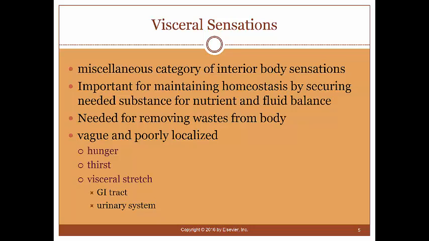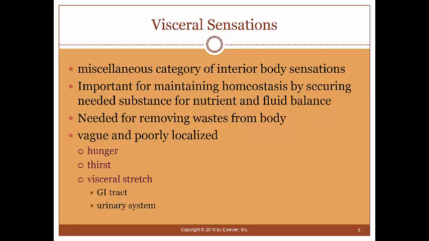Also, these sensations can become very important for removing waste from the body, so sensations for things like urination and defecation. It's important to know that they can be vague and poorly localized at times. Some things you do know, like when you have to urinate, so some of these can tell you differences between urination and defecation. But actually, sometimes the body does confuse things like hunger and thirst.